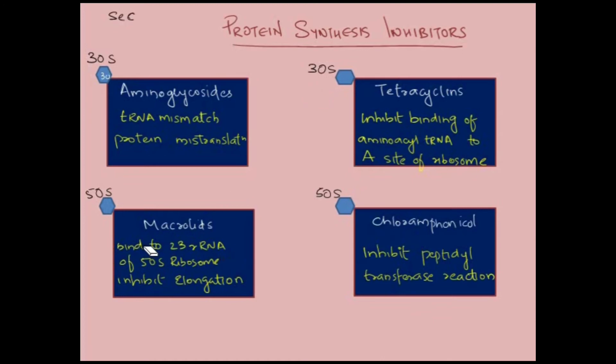So the next one is macrolides. In case of macrolides, they will bind to the 50S subunit, and that also in the 23S rRNA of the 50S ribosomal subunit, and they will inhibit the elongation. Okay. Finally, coming to chloramphenicol, they will also bind to the 50S subunit of the ribosome and inhibit the peptidyl transferase reaction. So this chloramphenicol actually has a very broad spectrum of activity, but unfortunately it is very toxic. It means it has high cytotoxicity. It can affect the human cell also. That is the problem. Okay.